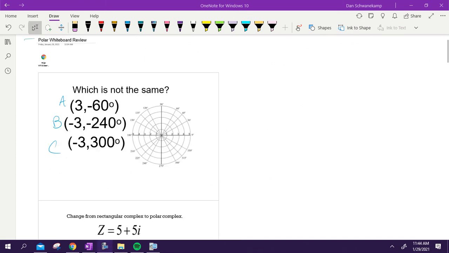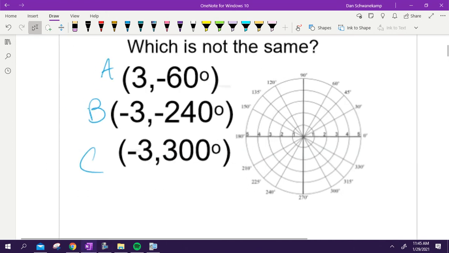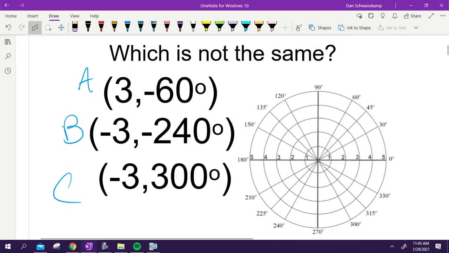Here we go. We are doing some whiteboard review today. Again, we're focusing more on equations and points. On Monday, we'll focus on graphs. You've got 3 dots there: (3, -60), (-3, -240), and (-3, 300). It is your job to figure out which one does not belong. Think about it. Write the answer on your board. Hold it up. We look.